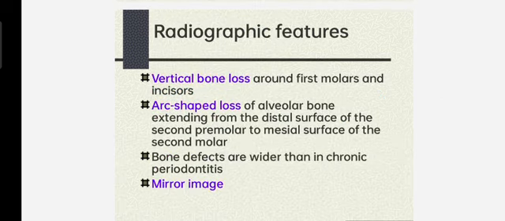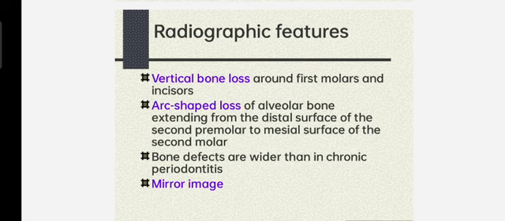Radiographic feature. Vertical bone loss around first molar and incisors, arc-shaped bone loss of alveolar bone extending from the distal surface. This is very important from the viva point of view also. From the distal surface of the second premolar to the mesial surface of the second molar. Arc-shaped bone loss or vertical bone loss, and bone defects are wider as compared to chronic periodontitis, and moreover mirror image formation will be seen.